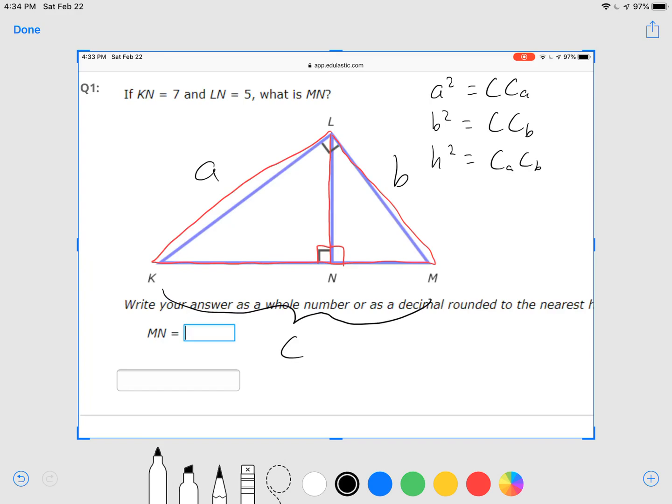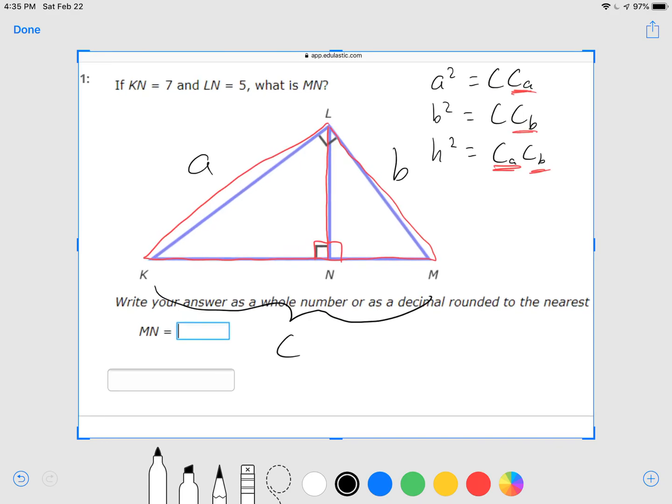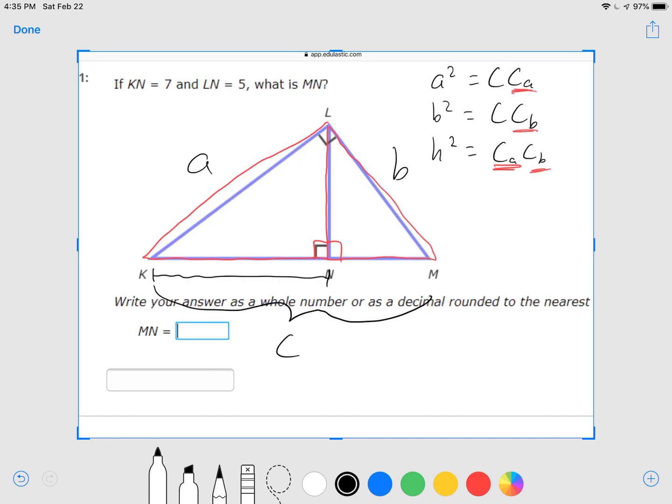But once we make that choice of A or B, then these other variables, CA and CB, should correspond to whatever side you chose to make A and B. So if you made the left side of the triangle A, then this bottom portion here from K to N will be CA. Since A is on the left, you put CA on the left. And then on the right-hand side, you're going to have CB.